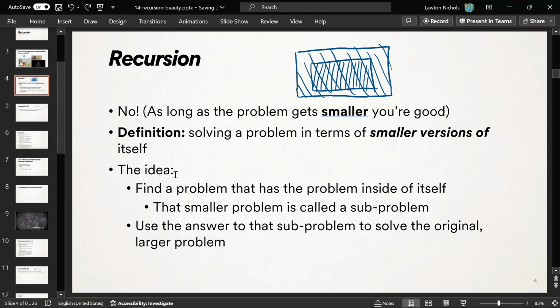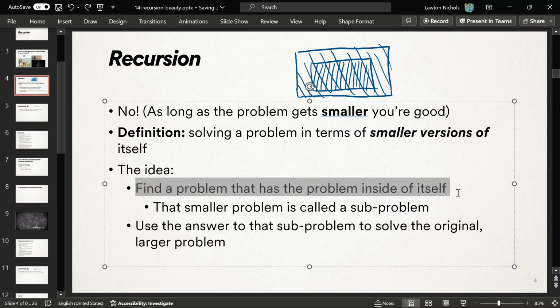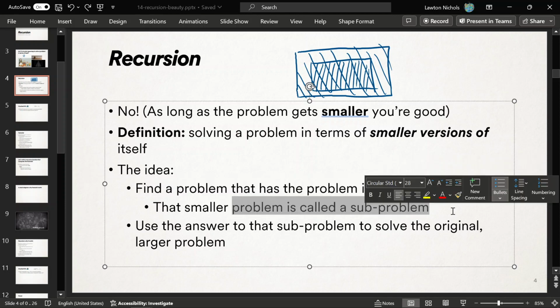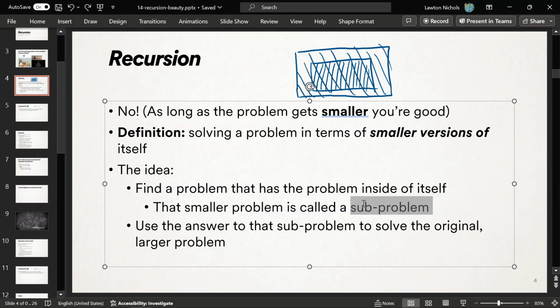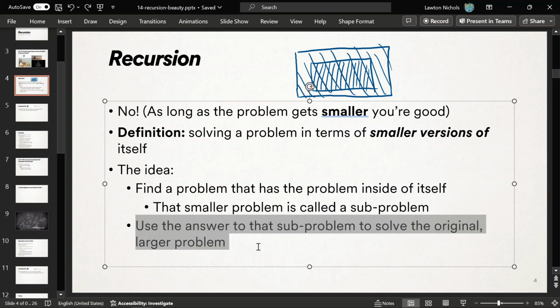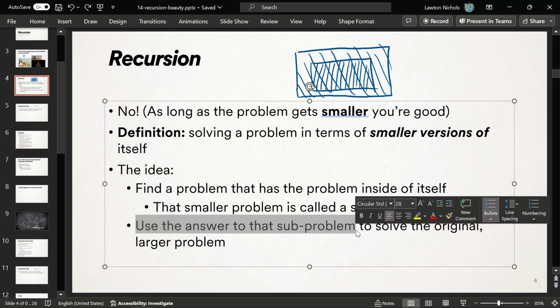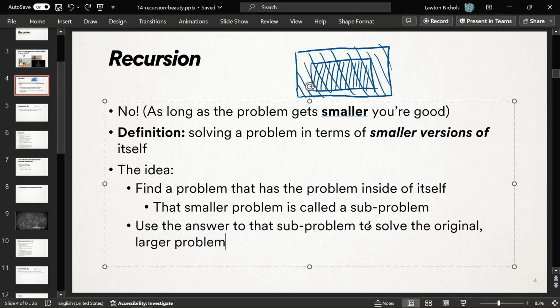So yeah, here's the setup. You find a problem that has that problem inside of itself somehow. We call that smaller problem, the one you see inside of it, the sub-problem. And the way recursion works is you notice that you can use that sub-problem's answer, with just a little bit of extra work, to solve that original largest problem. So that's the answer. That's the secret.